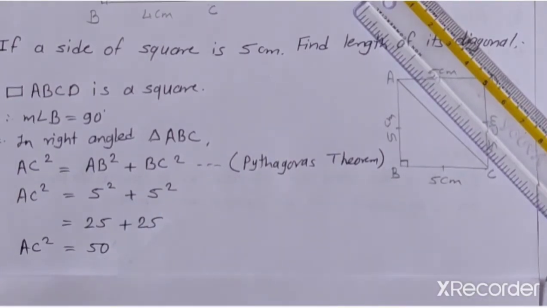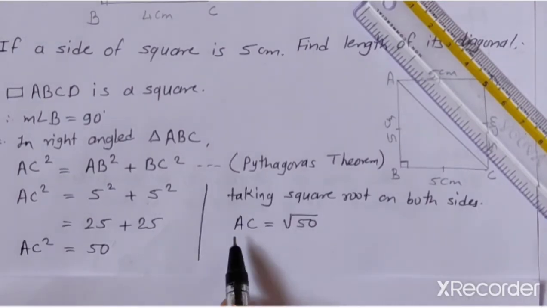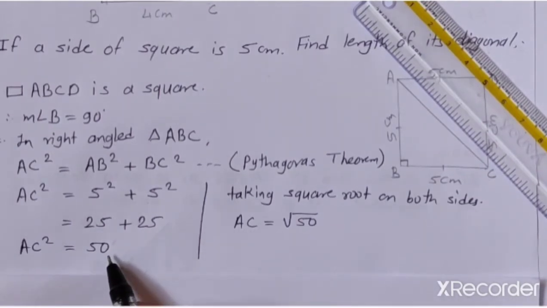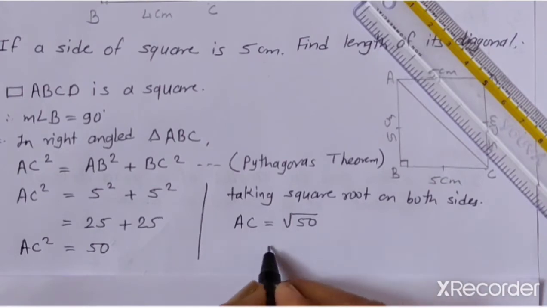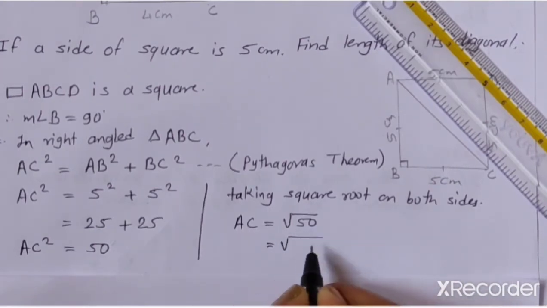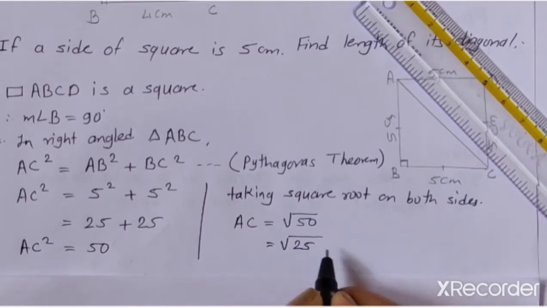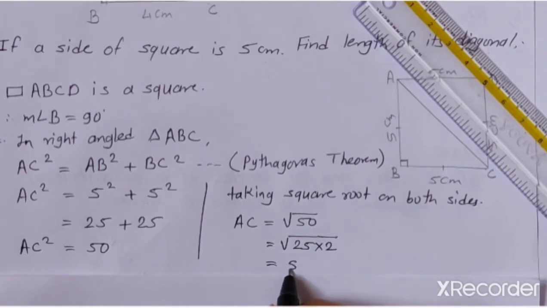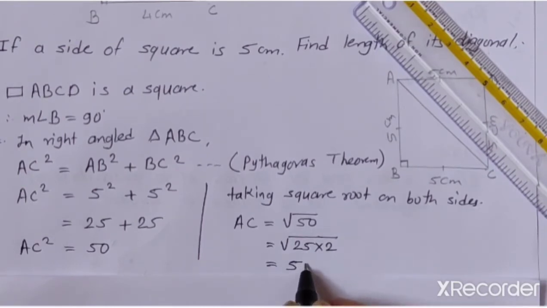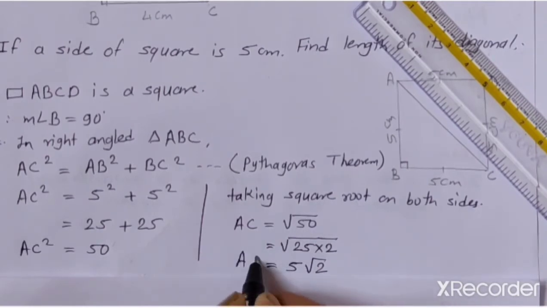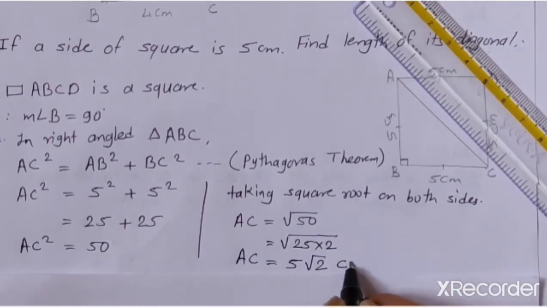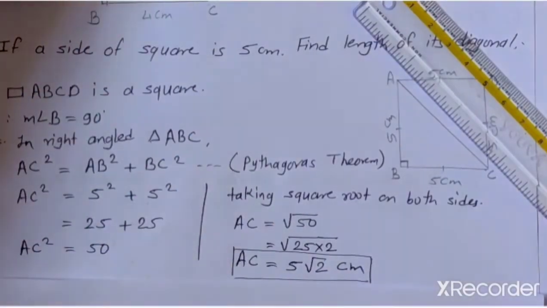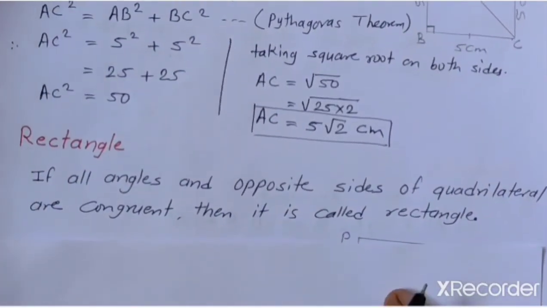But here we want only the length of this diagonal. Therefore, by taking square root on both sides, we will get AC is equal to square root of 50. Now I am factorizing it in the form of a square number, which is 25 into 2. So 25 is the square of 5, therefore its square root is 5 root 2. So this is the value of diagonal AC, which is equal to 5 root 2 centimeters. Now let us study the next type of quadrilateral, rectangle.